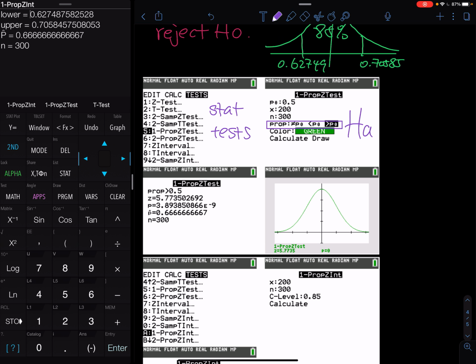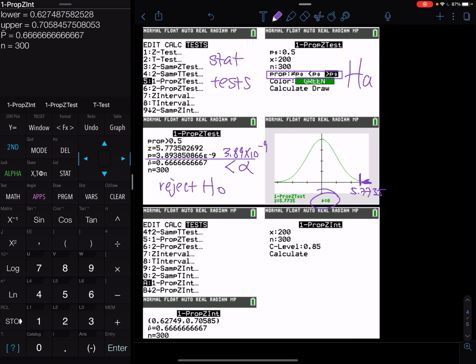And then if you click calculate, you get the test statistic and the p-value. This p-value is 3.89 times 10 to the negative 9 power. So this is less than alpha, because the p-value is so small. So that's why you reject H0. And then if you click the draw option, you see that the 5.7735 is all the way on the right, and the p-value is so tiny you cannot even see it, and they say the p-value is equal to 0.